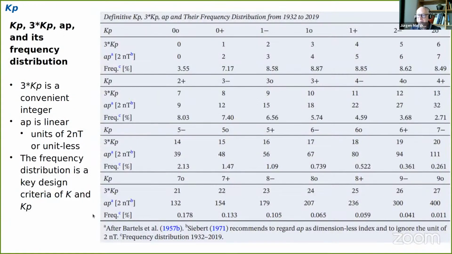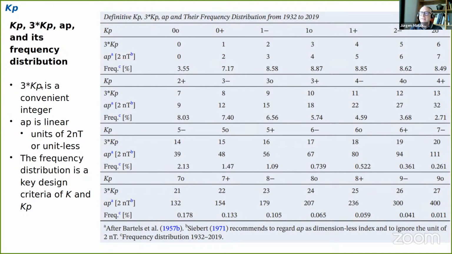Now, this is a huge table, but we will go through it very fast. This table only shows KP values starting from 0 on the top left and going to 9 on the bottom right side. Because KP comes in units of thirds, often people like to calculate with 3 times KP, so you have a convenient integer number going from 0 to 27.